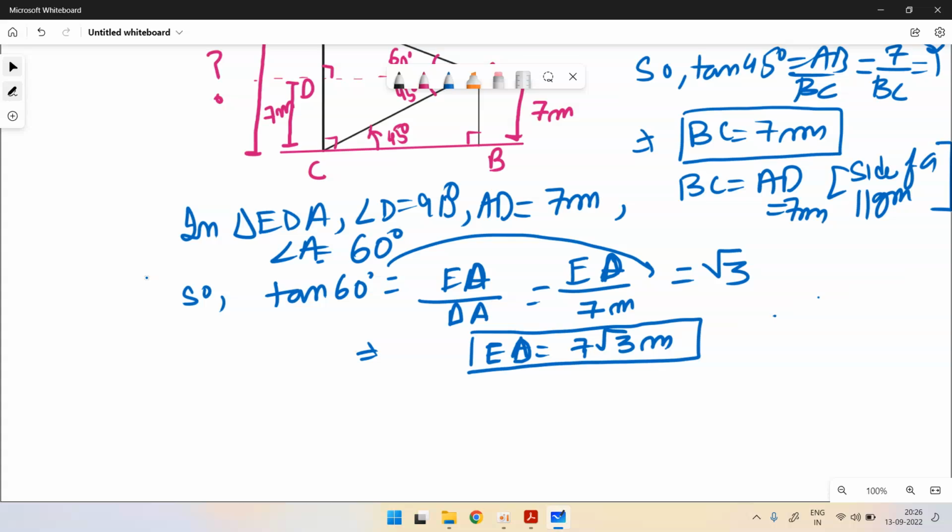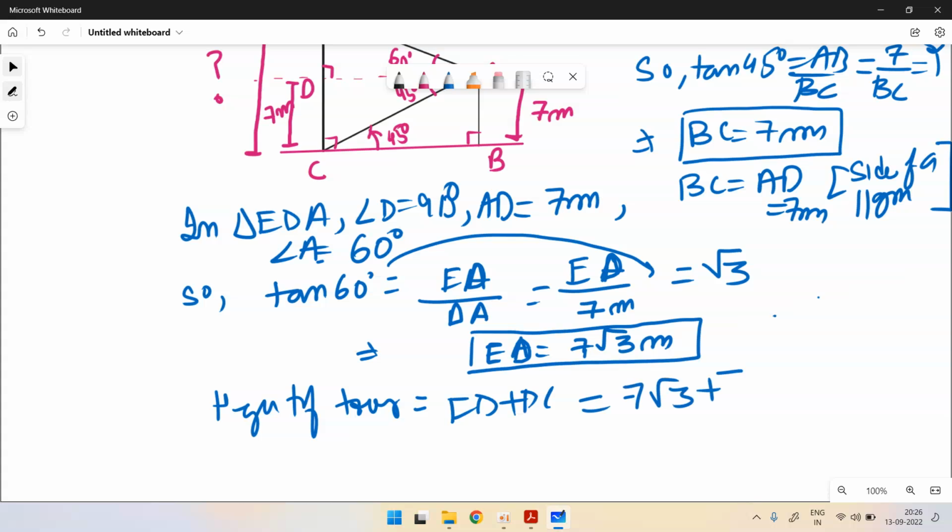So the height of the tower equals ED plus DC. Now ED you have calculated as 7 root 3, and DC is 7 meters, which implies 7 root 3 plus 7, that is 7 times (root 3 plus 1) meters. This is the answer.